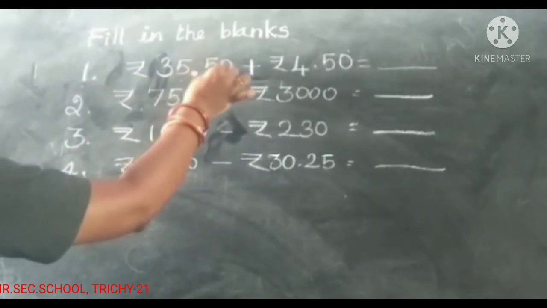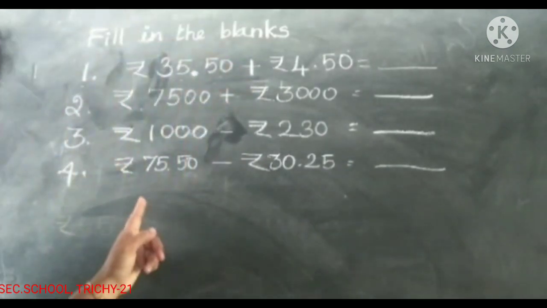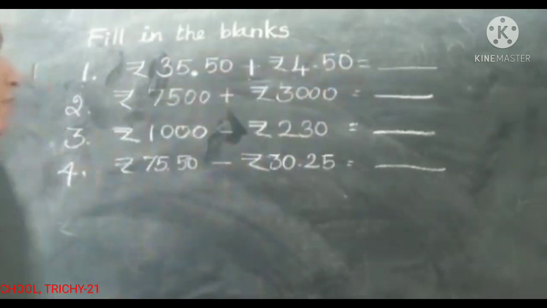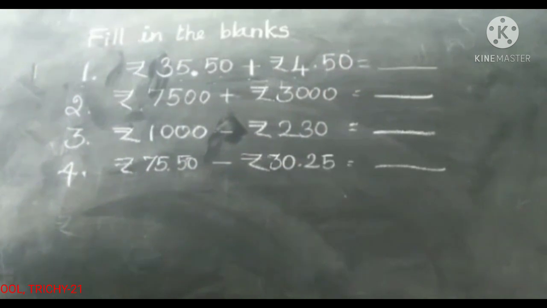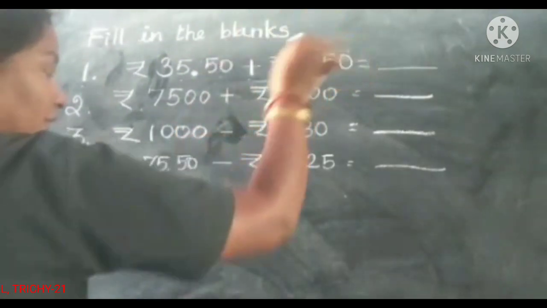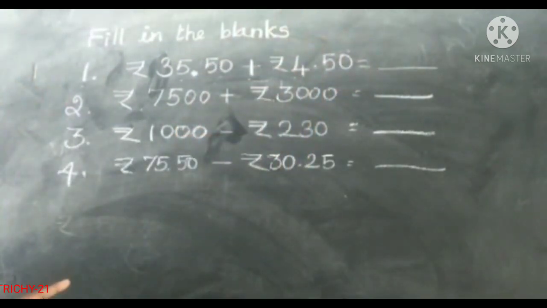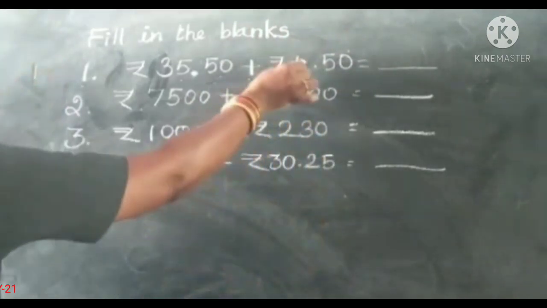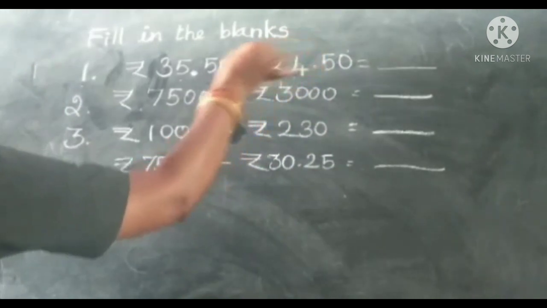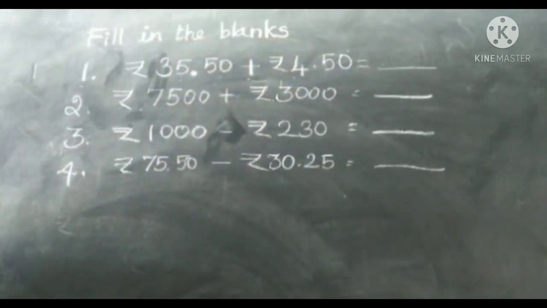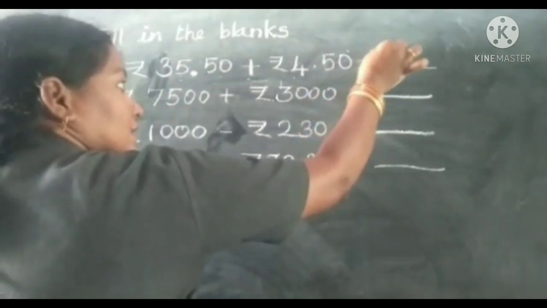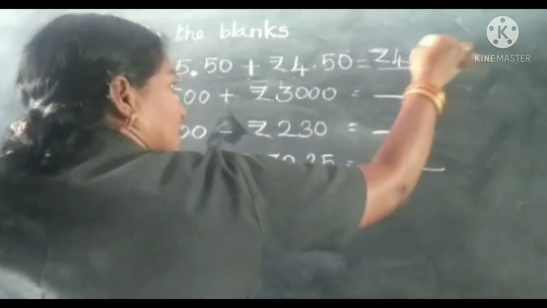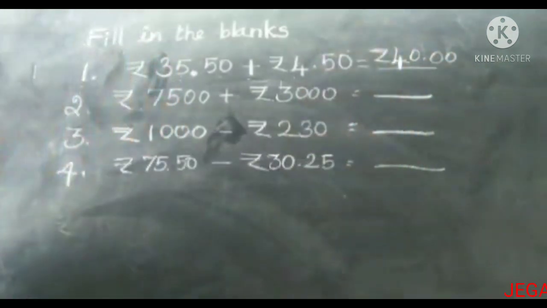The dot means paise. Okay, 35 rupees and 50 paise plus 4 rupees and 50 paise. So 50 paise plus 50 paise is 100 paise, and 100 paise equals 1 rupee. So I converted it to the rupee side. So 1 plus 4 is 5, and 5 plus 35 is 40. So totally 40 rupees. Okay, final answer is 40 rupees.